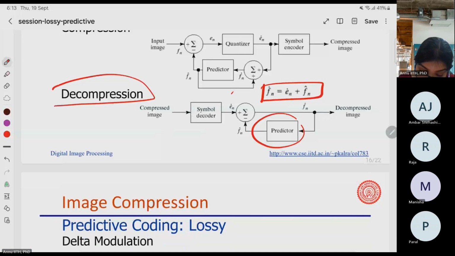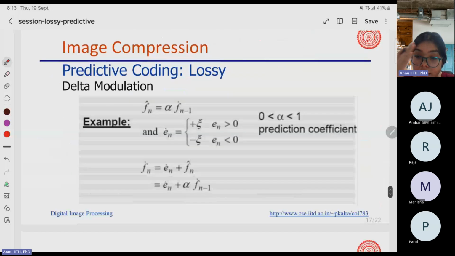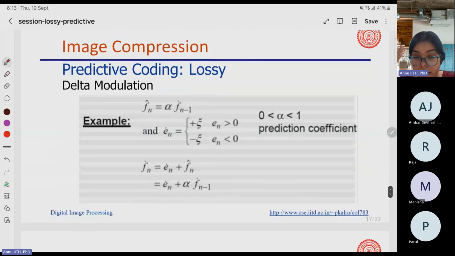So we gradually shifted from this predictive coding to digital communication. Here we can see the delta modulation, where f cap n is alpha f n minus 1, and e n is equal to plus delta if e n is greater than the threshold value 0, or minus delta if it is less than 0. So this is what we actually do in delta modulation.